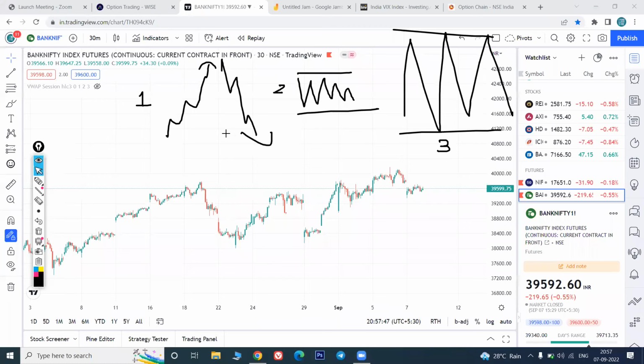Can you see the chat box? A few are saying 2, a few are saying 3. I will give you a quick 20 seconds. Everyone try to answer this: whether the current stage of the market on Bank Nifty on the 30-minute chart in front of you is stage 1, stage 2 or stage 3.